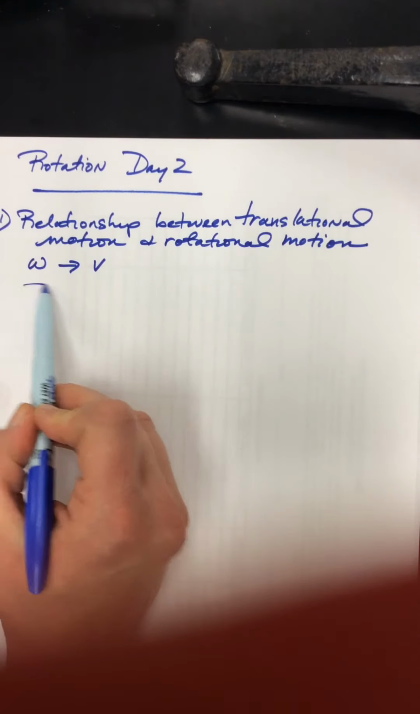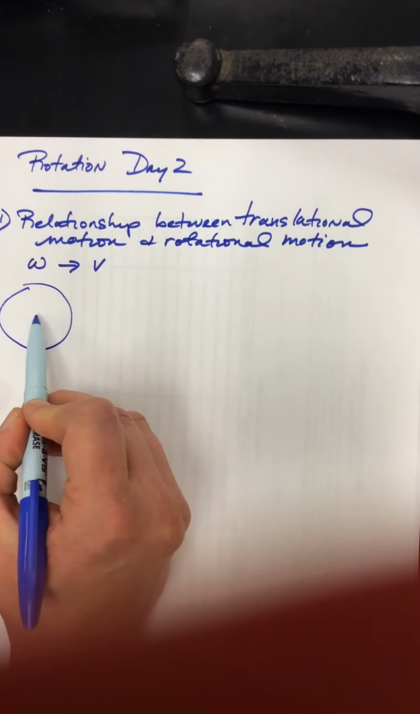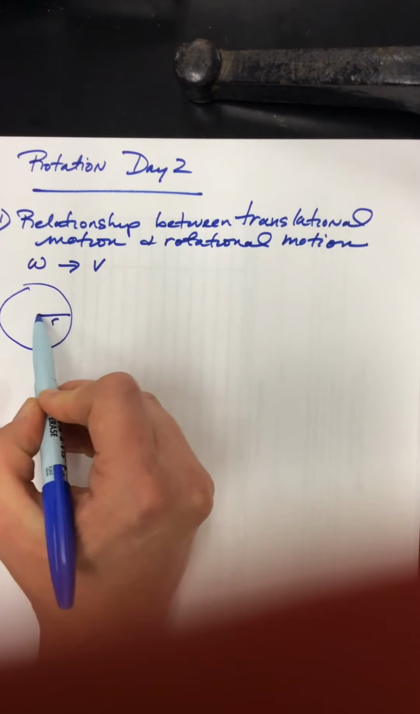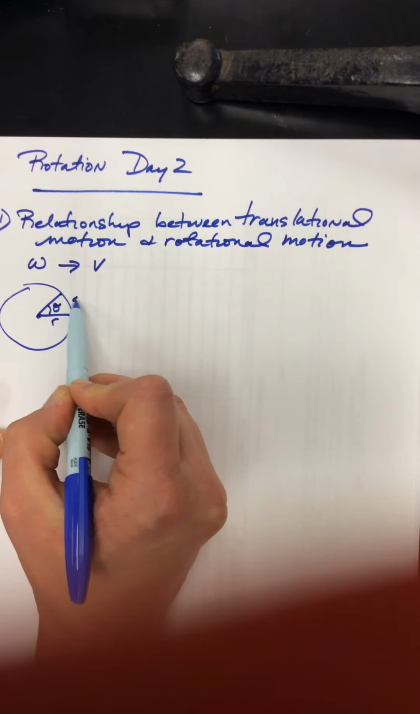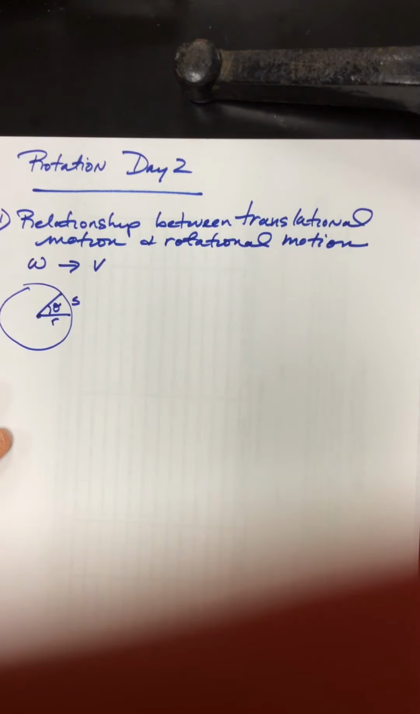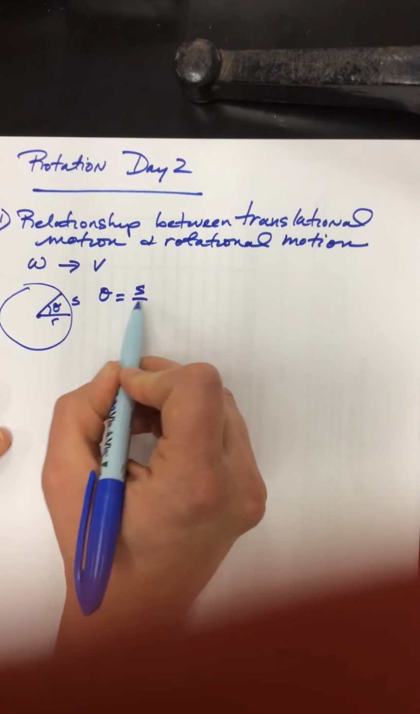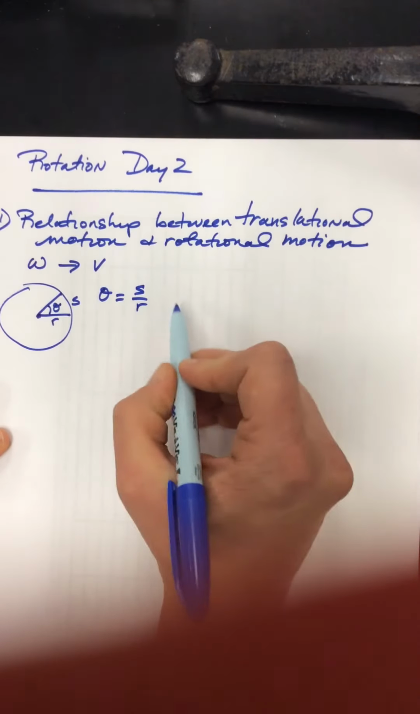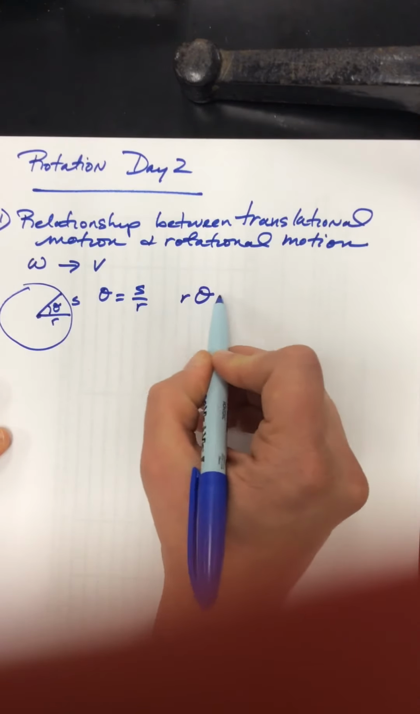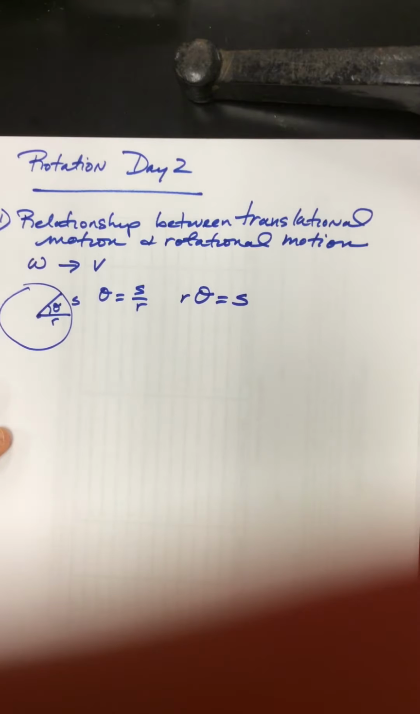But let's consider our circle again. Let's consider our radius, theta, and our arc length, just like before. And as you know, theta is the arc length over the radius, or you could actually write it this way.